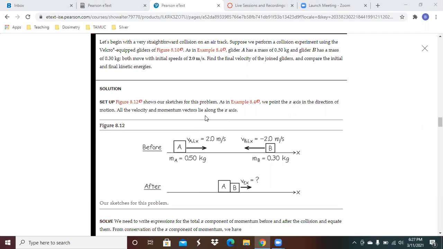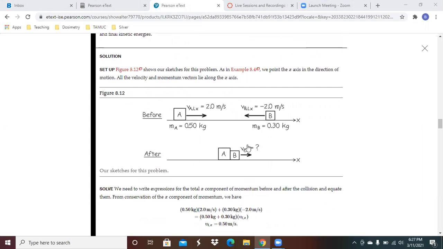So we get things set up. We've got object A moving this way, and object B moving this way. The velocities have the same magnitude, just different directions. Afterwards, after they've stuck together, the velocity is going to be in the x direction. We have no idea how much that's going to be, so that's what we're going to try to find out.